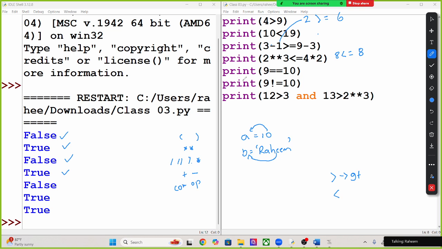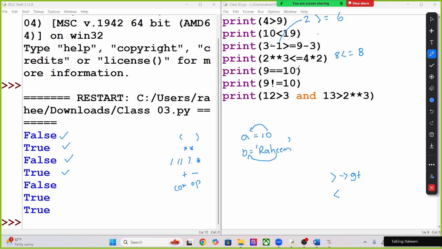So then what are these two equal signs? Here we are going to check whether these two numbers are equal. Again, if you take only one equal sign, this is assignment: 10 is assigned to a, Rahim is assigned to b. If we use two equal signs, we are going to check whether these two numbers are equal or not. Now you tell me, is 9 equals to 10?